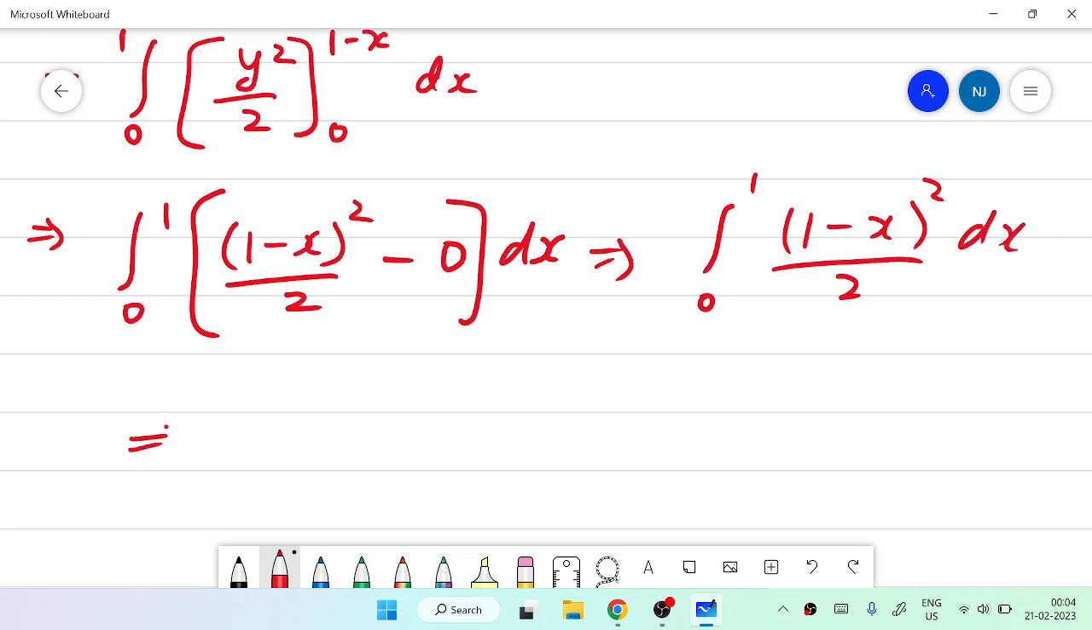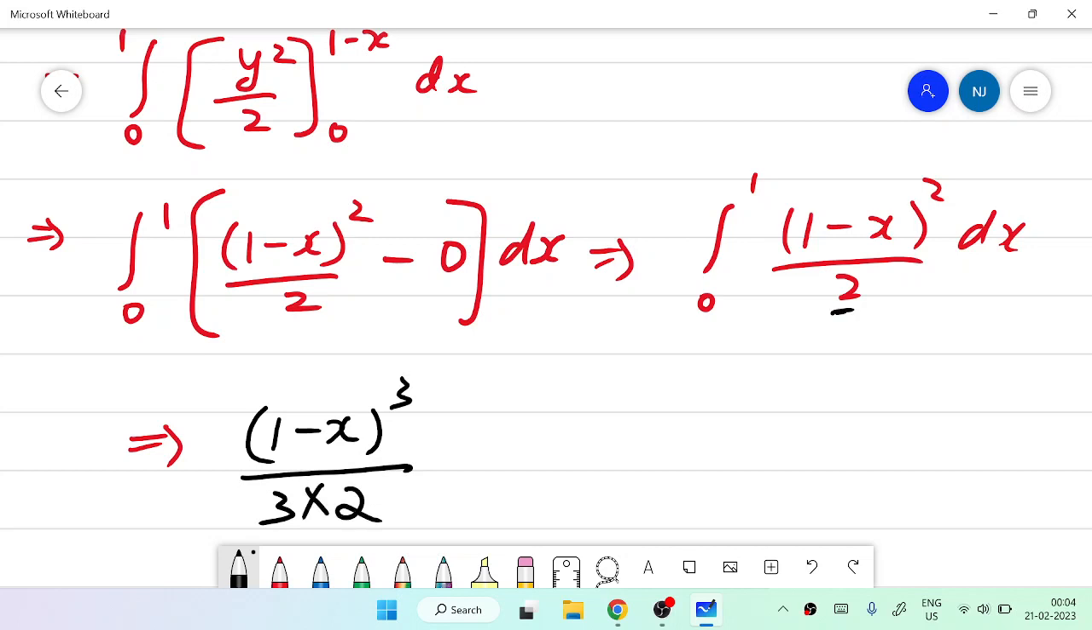If you integrate this, you'll get what? 1 minus x the whole cube by 3. Already we are having 1 by 2, so into 2 will come. Then the sign of this x value is minus 1, right? So you have to take the limit as 0 to 1.